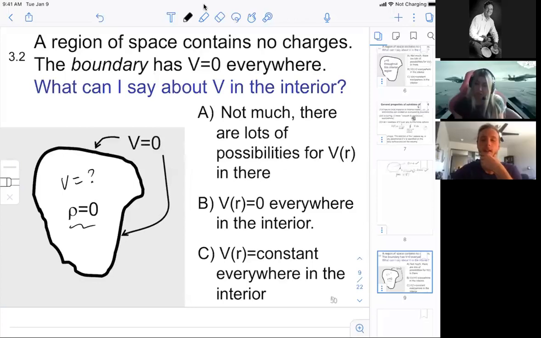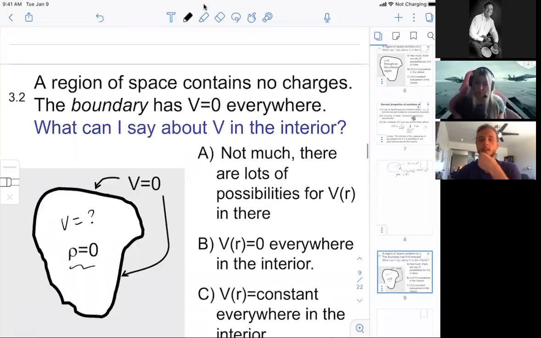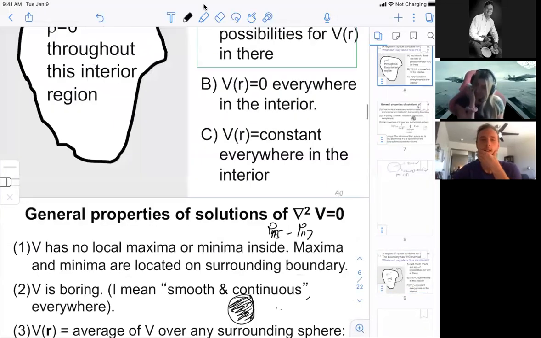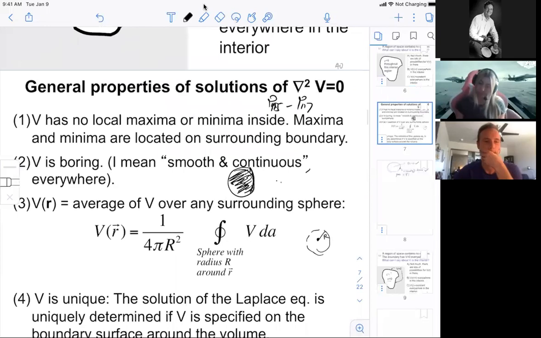I arrived at the same answer, but I used the uniqueness theorem. So all maximum and minimum must occur at the boundary. So if the boundary was 0, then the volume would have to be 0. You used, actually, it's a property, that's the first property. V has no local maximum or minimum inside. Maximum or minimum values are located on the boundary.